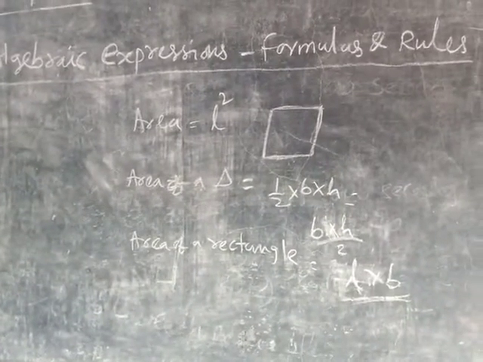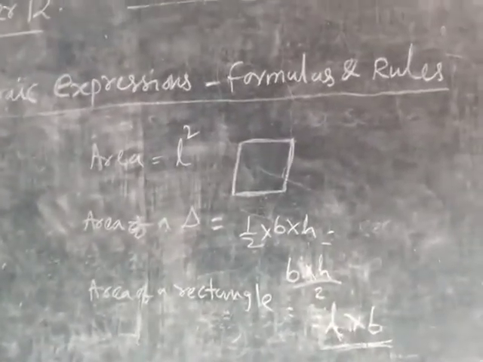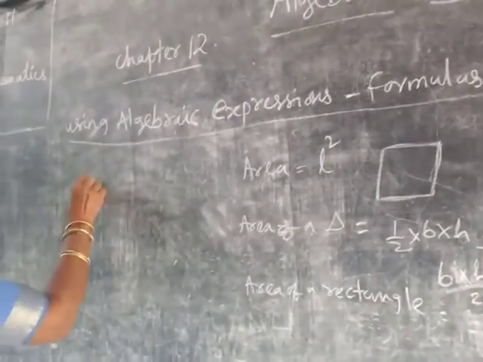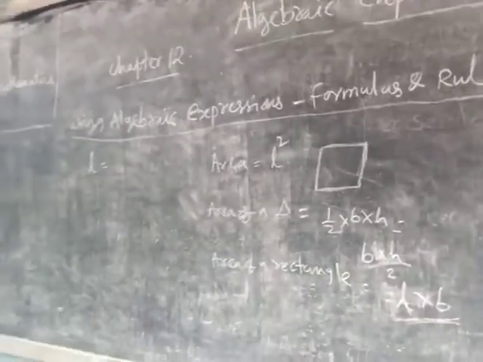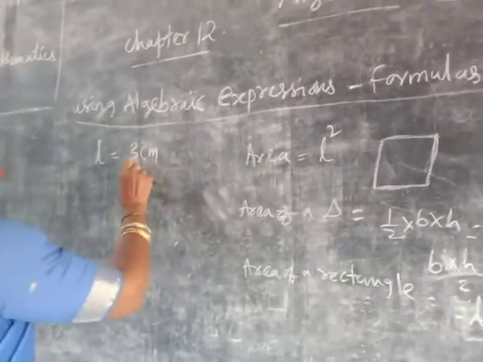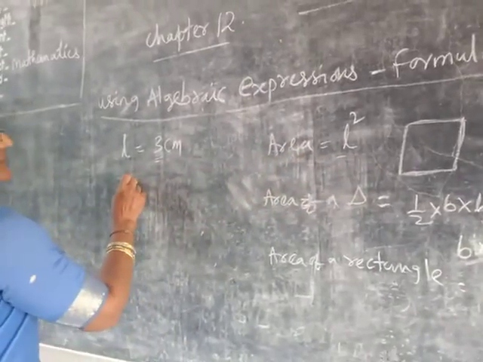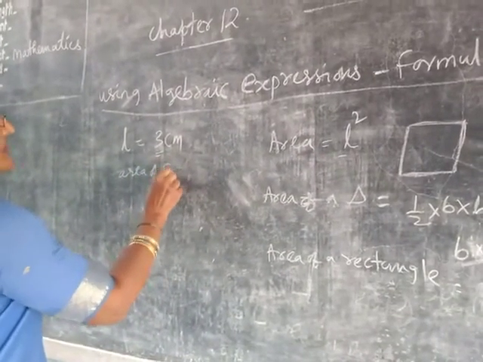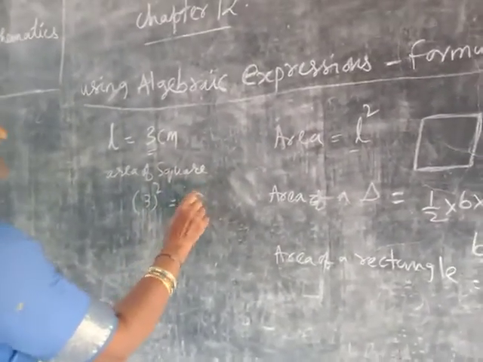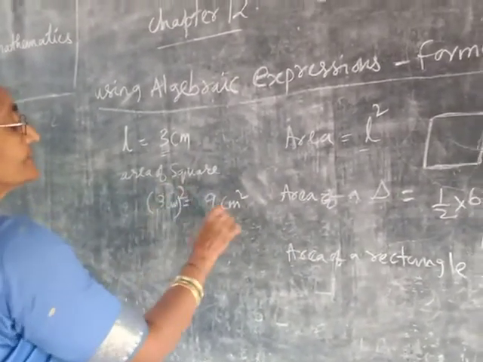Now, once a formula, that is the algebraic expression for a given quantity, is known, the value of the quantity can be computed as required. For example, suppose L is equal to 3 cm given. Then what is the area? How do you find that? Here the value is already given. You put it in the expression. Area of the square is equal to L square. L means 3 cm. 3 into 3, 9. Cm into cm both here, so 9 square centimeter.